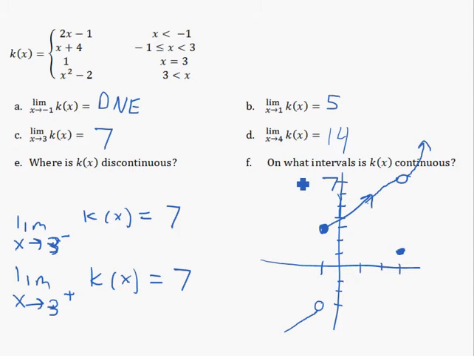Where is k of x discontinuous? Well, at negative 1, it's discontinuous. You can see that here as a jump. And you can tell, even if we didn't have the graph, it was happening because at negative 1, the limit didn't exist because we checked both sides. One side was going to negative 3 down here. The other side was going to positive 3. So it's not continuous there. So it's not continuous at x equals negative 1.